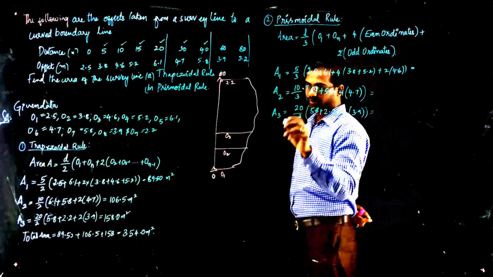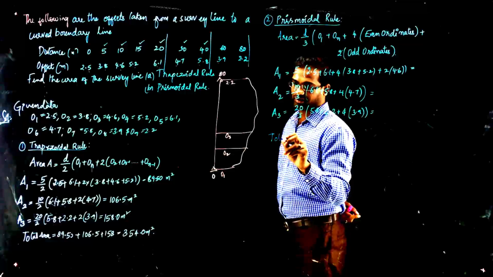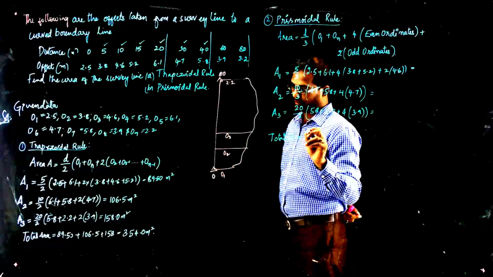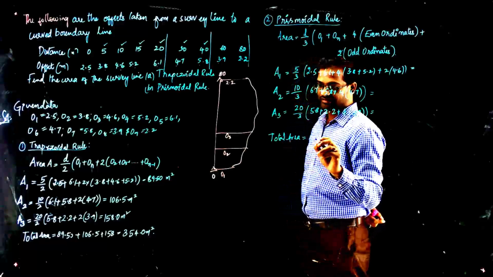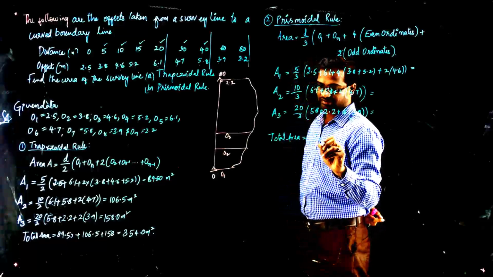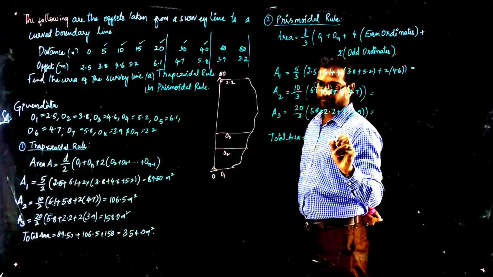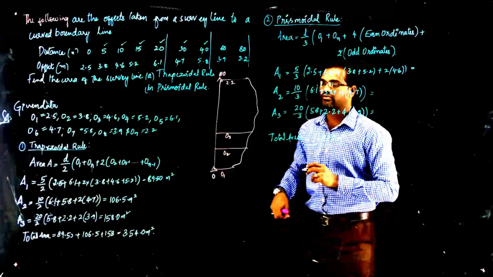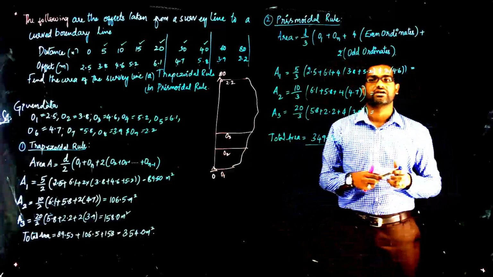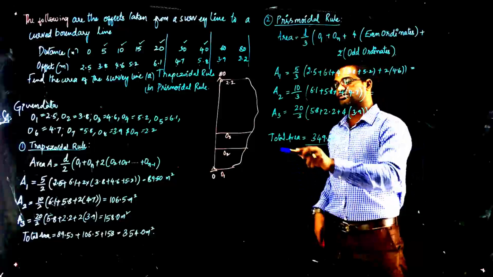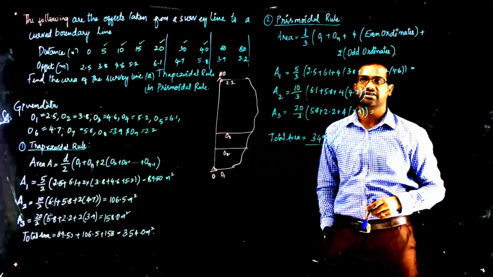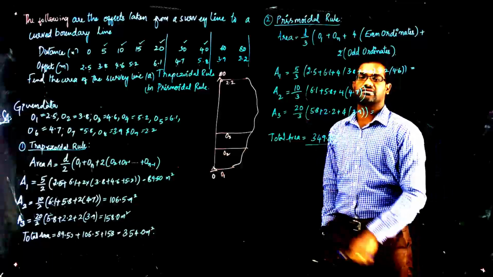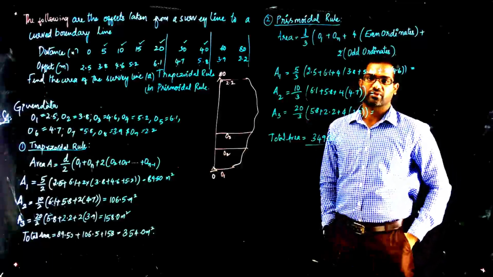If you calculate the total area from the prismoidal rule, the value will be less than that from the trapezoidal rule, because the lines joined by the ordinates in the prismoidal rule are considered as a parabola, whereas in the trapezoidal rule they are straight lines.